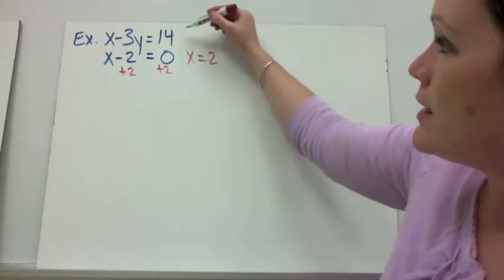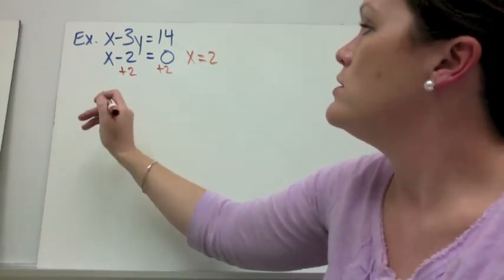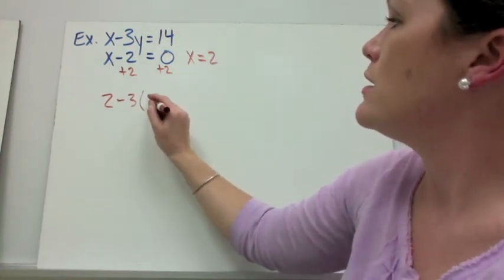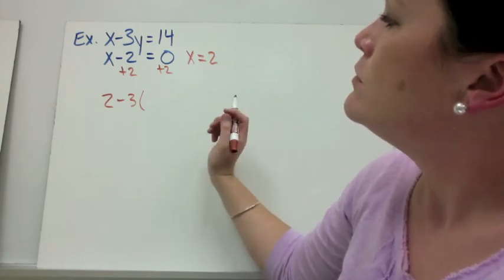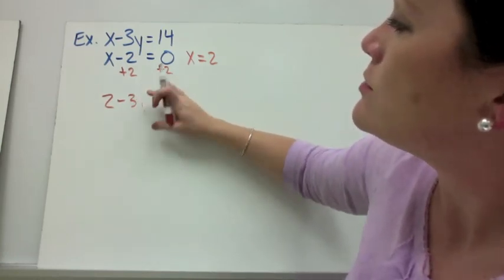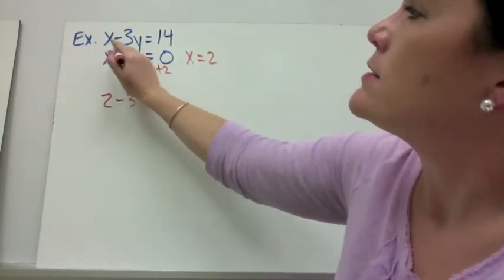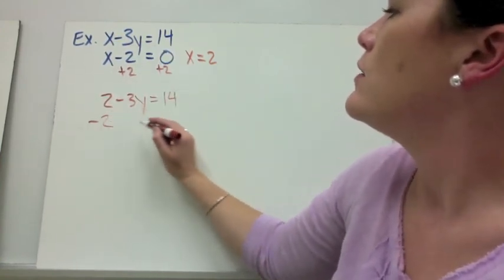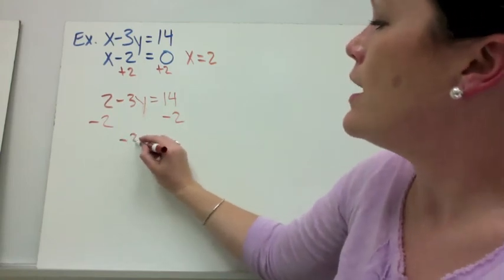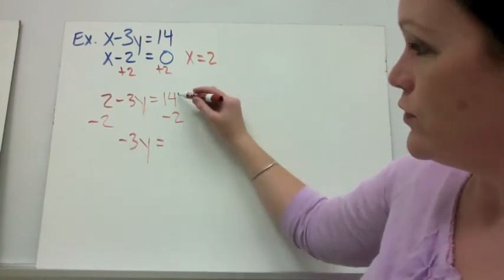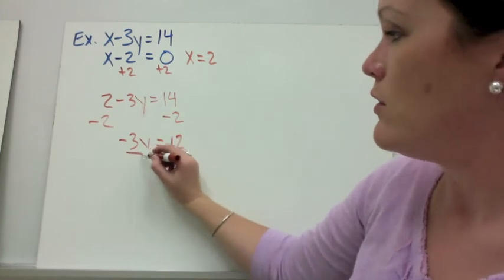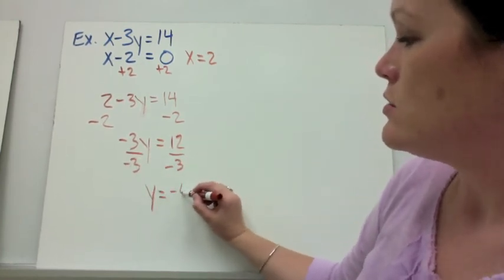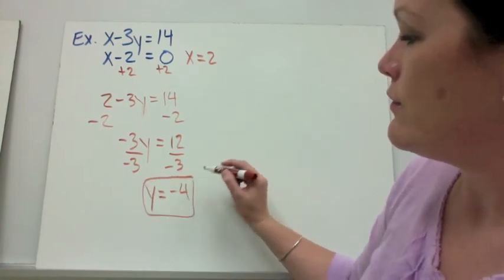So now I've already got x. I need to plug it back in to get y. So I need to plug it back into the other equation. 2 would replace the x, so we need 2 minus 3y equals 14. So negative 3y is equal to 14 minus 2, which is 12. We could divide both sides by negative 3. So we get y is equal to negative 4.